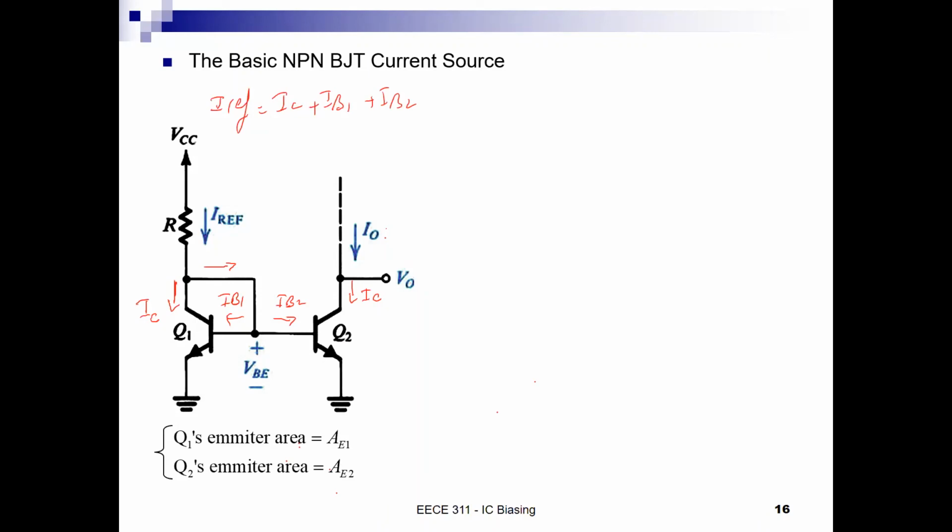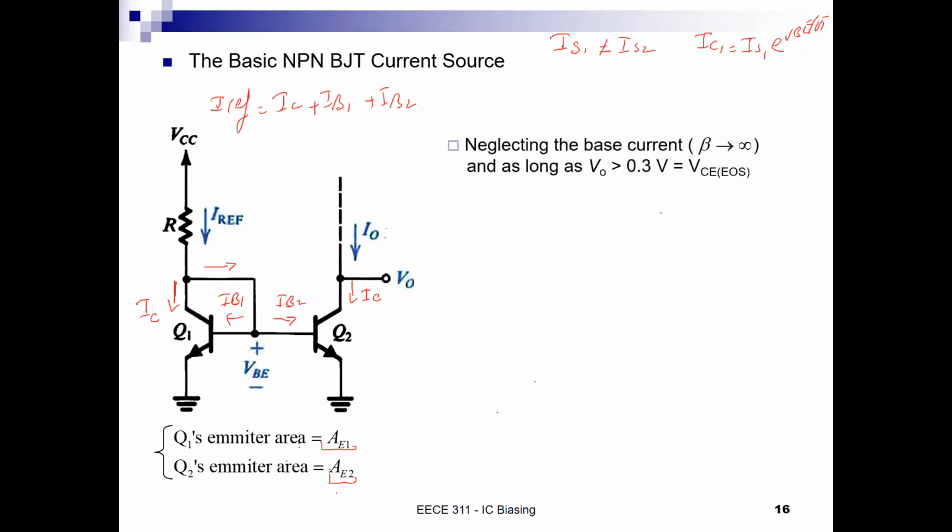And if we say that they are not similar in terms of area, and you don't have to worry much about it, this means that IS1 is different from IS2. And this means that IC1, where the current equation is equal to IS e to the VBE over VT, will be slightly different because of the ratio of IS1 to IS2. Okay, so they're telling me that the currents IS are not similar because they are mismatched initially.